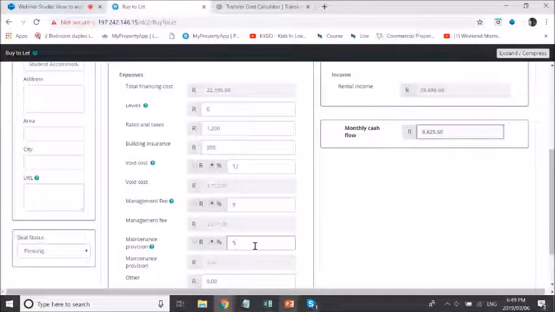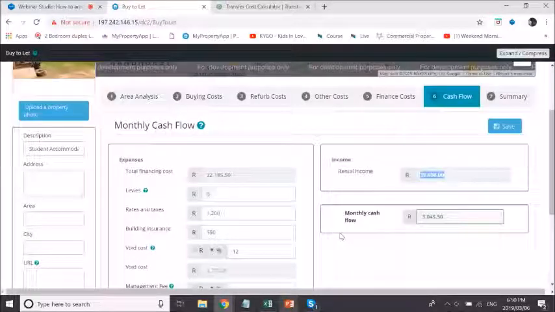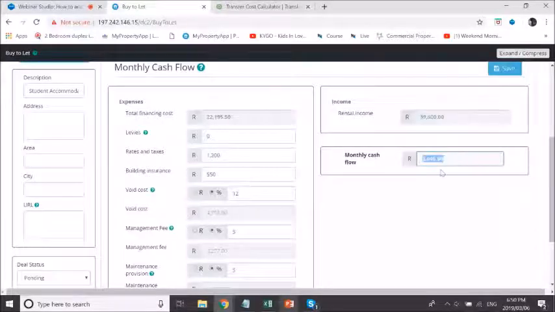Maintenance provision, again, 5%. And then other, very important, is you'll need to pay for the water. It's got prepaid electricity most of the time, but you'll need to budget the water. I like to go with about 350 to 400 Rand per student. So if we go 350 times 11, let's just say it's going to be 3,600 roughly. So here we go. The monthly cash flow is positively coming in at 3,045 Rand. So income minus all expenses, it's telling us that the cash flow we should get at the end of the month every month is 3,000.